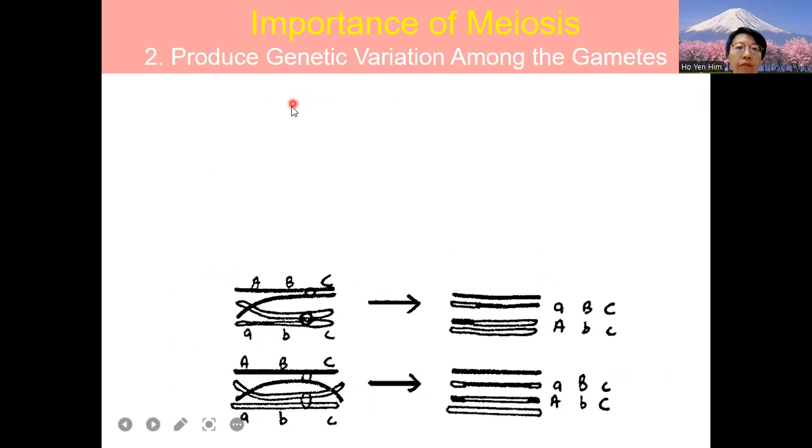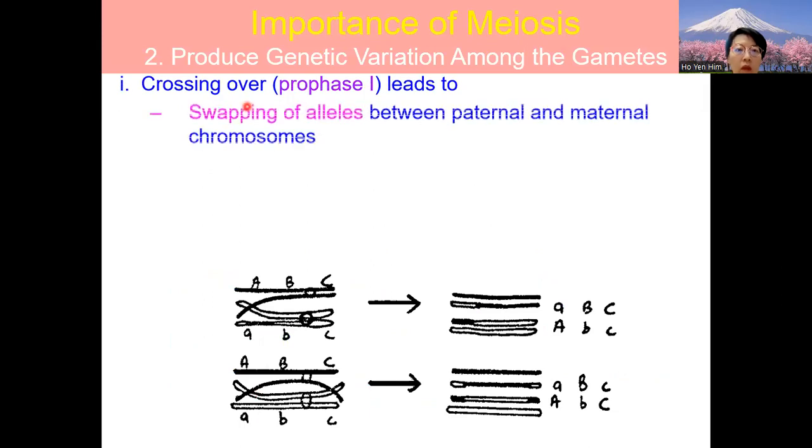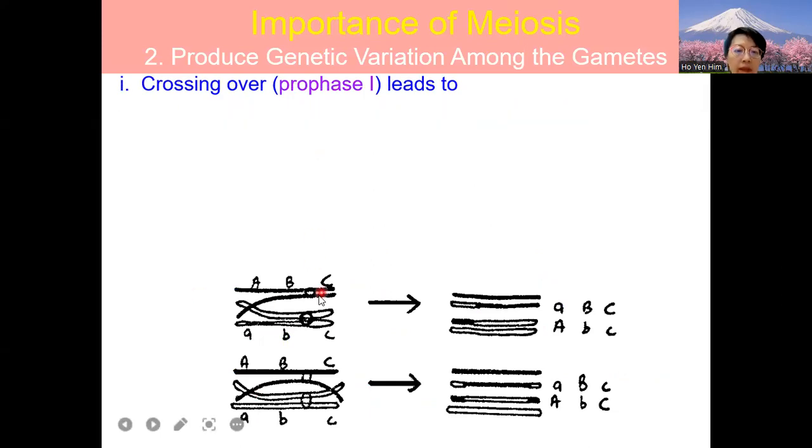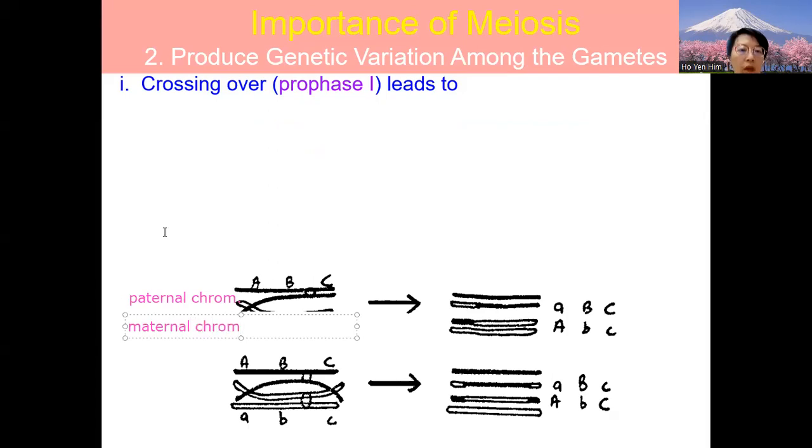Number one, crossing over between non-sister chromatids of homologous chromosomes. What happened? In this diagram, the black color represents the paternal chromosome and the white color represents the maternal chromosome. We know that during prophase 1, the paternal and maternal chromosomes pair up and the non-sister chromatids of the homologous chromosomes cross over. When they cross over, the broken arm from the synapse will have reciprocal exchange.